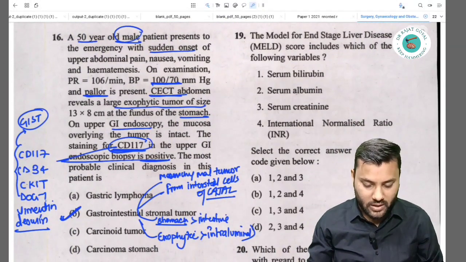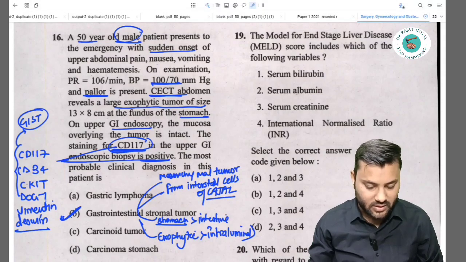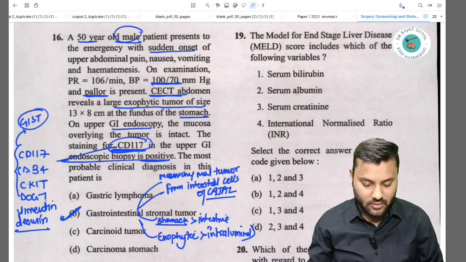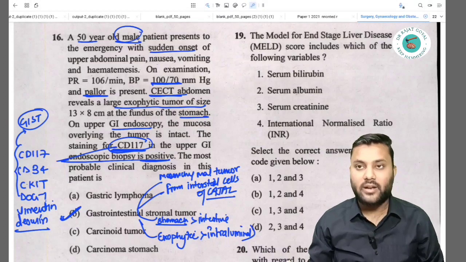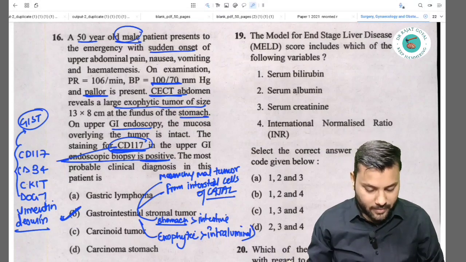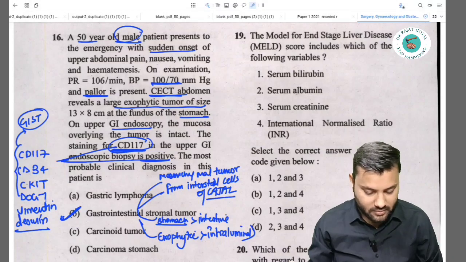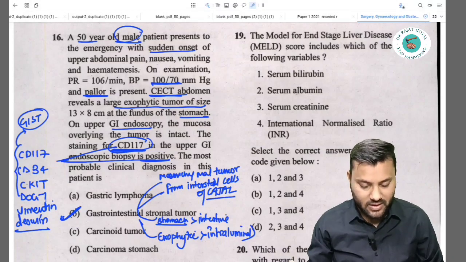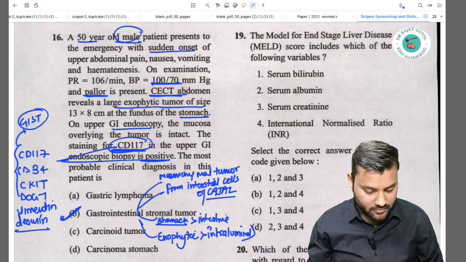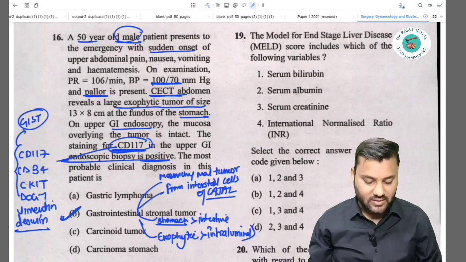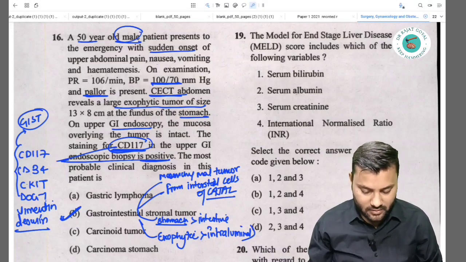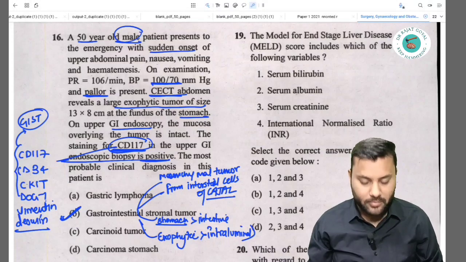A 50-year-old male patient presents to the emergency with sudden onset of upper abdominal pain, nausea, vomiting and hematemesis. On examination, pulse rate is 106 per minute, BP is 100/70 and pallor is present. CT abdomen reveals a large exophytic tumor of size 13 by 8 centimeters at the fundus of the stomach. On upper GI endoscopy, the mucosa overlying the tumor is intact. The staining for CD117 in the upper GI endoscopic biopsy is present.